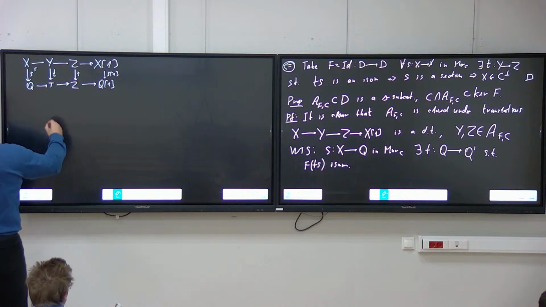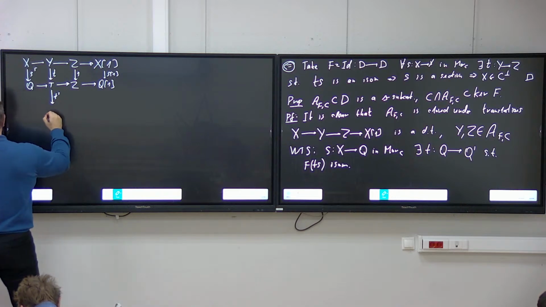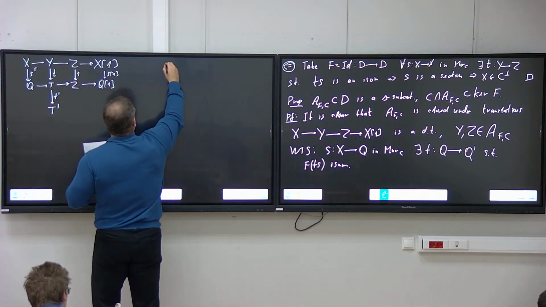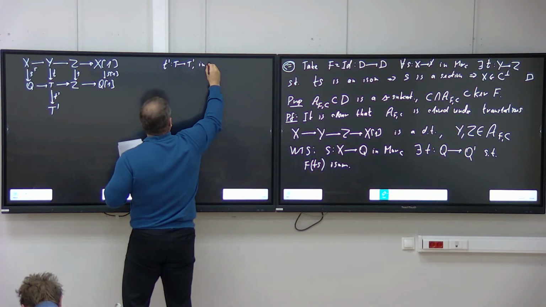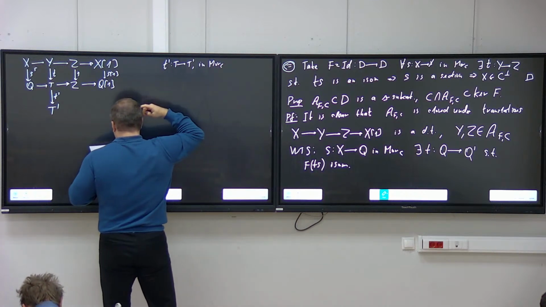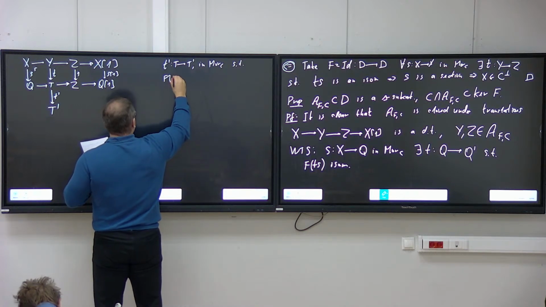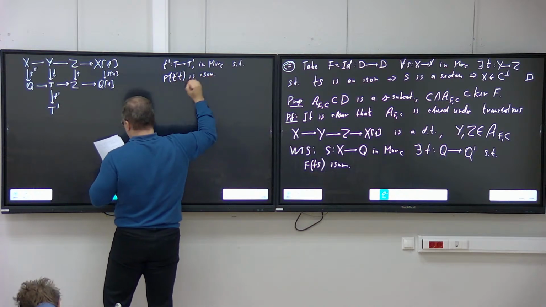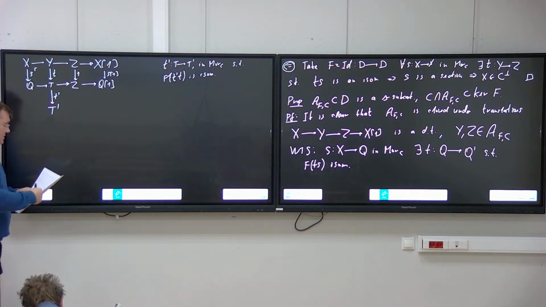So now I do the following. I take a morphism T prime from T to some object, also called T prime, large T. So T prime is a map from the T to the T prime, which is also in the morph C, and such that F of the T prime T is an isomorphism. I can do this since I know that the object Y is acyclic for F and C.